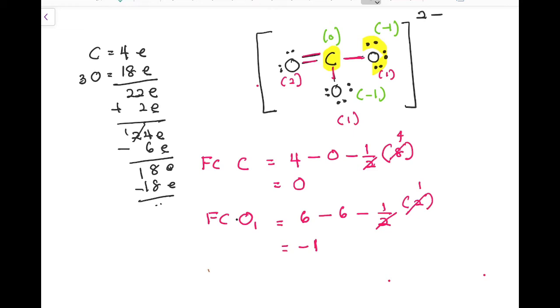Now we can calculate the formal charge for the second oxygen, sorry, not carbon. Oxygen number 2 has 6 valence electrons, minus 4 lone pair electrons, minus half of the bonding electrons. We have 2 bonds here, so half of 4 becomes 2. So the total is 0.